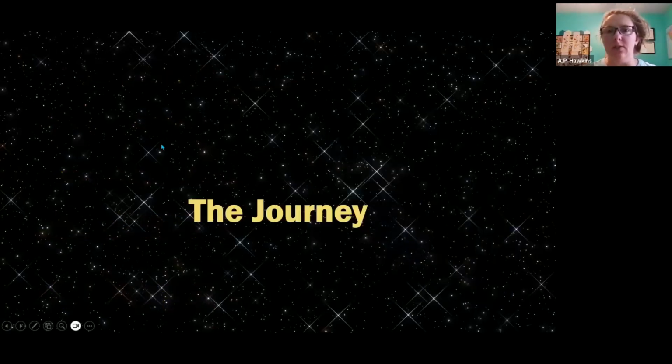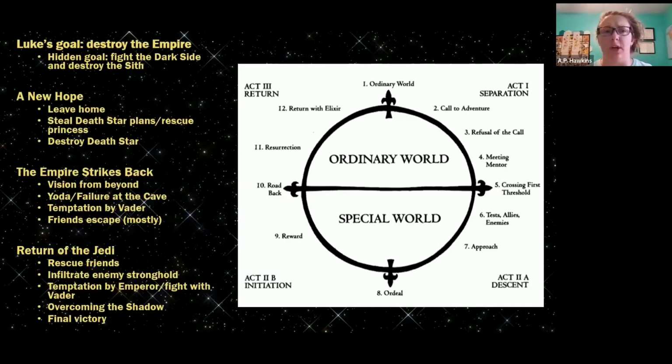All right, so getting into the journey itself. We're going to start with Luke's goal, and we're going to go through the original trilogy here. So Luke's goal is to destroy the Empire. That's the goal that he's setting out to achieve in Star Wars. There is a hidden goal that he discovers along the way, which is to fight the dark side and destroy the Sith. And in order to be successful in his hero's journey, he has to achieve both of these goals.